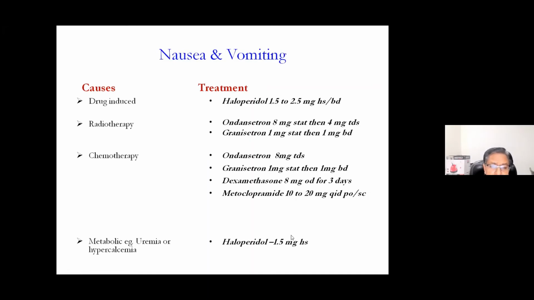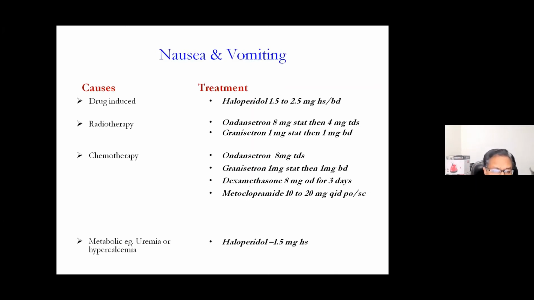In chemotherapy, earlier the combination was usually ondansetron with steroids like dexamethasone, or metoclopramide. But in recent times, these drug therapies have changed because we have newer molecules like aprepitant, and more recently the use of olanzapine has come into the picture. And if you see the NCCN guidelines in 2020, the management plan has changed.